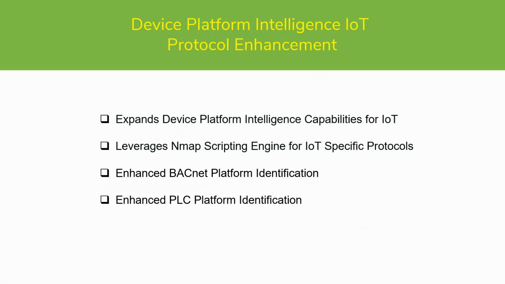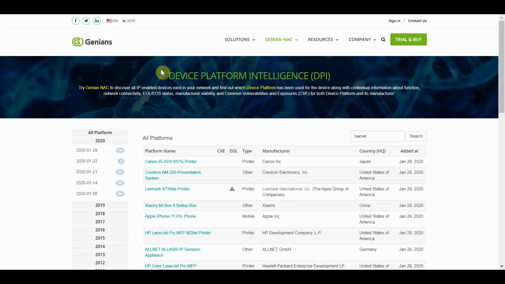Device Platform Intelligence IoT Protocol Enhancement. This feature expands device platform intelligence capabilities for IoT. It leverages Nmap scripting engine for IoT-specific protocols. This enhances BACnet platform identification and also enhances PLC platform identification. Now we will provide some examples of what type of information has been added with the implementation of this new feature.